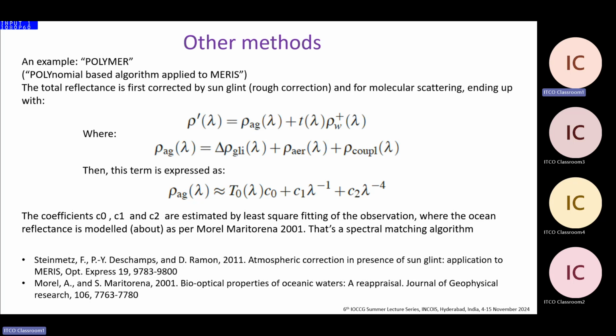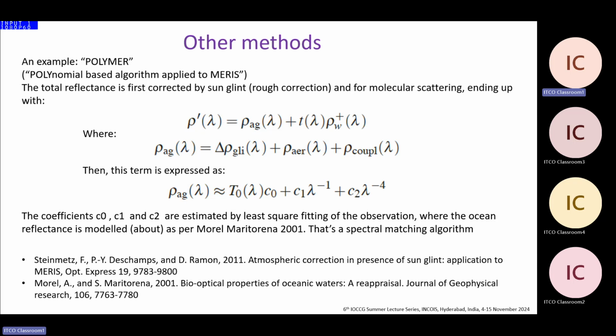And basically what's happening is these coefficients C0, C1, C2 are estimated by a least square fitting of the observations, where the ocean reflectance, or ρw, is modeled from a bio-optical model. So we come back to the logic that we had initially with the CCCS. It's basically the same with a more sophisticated way of representing the atmosphere. But it's again the same logic.